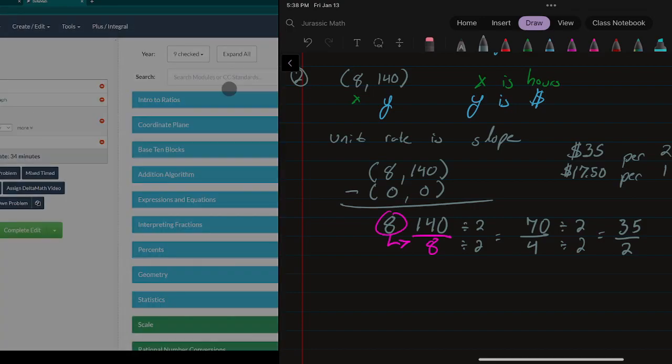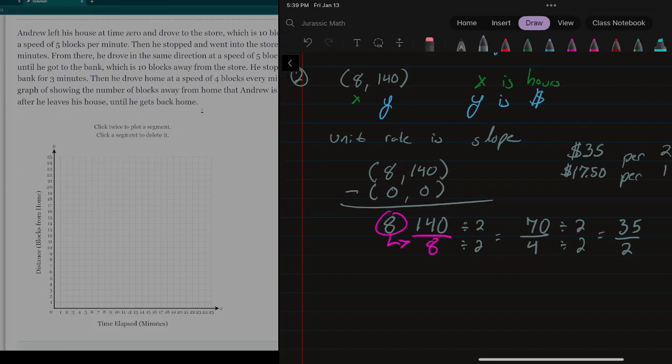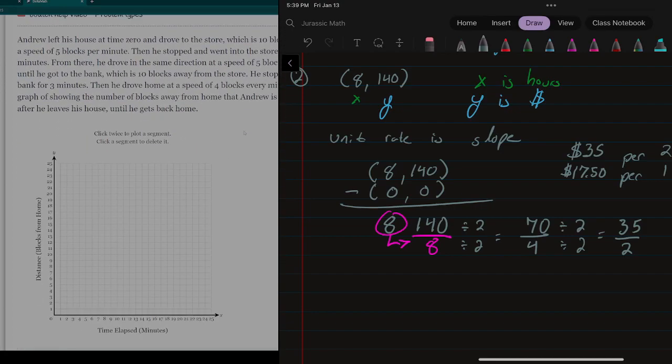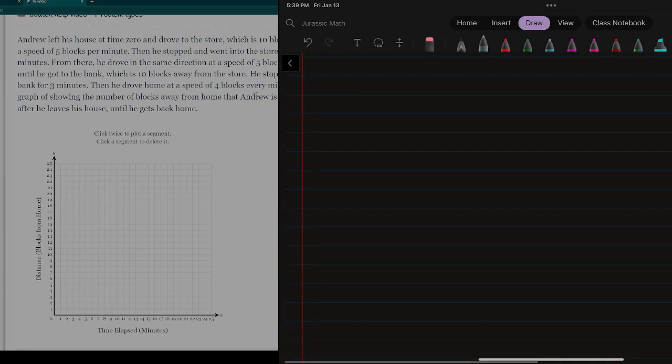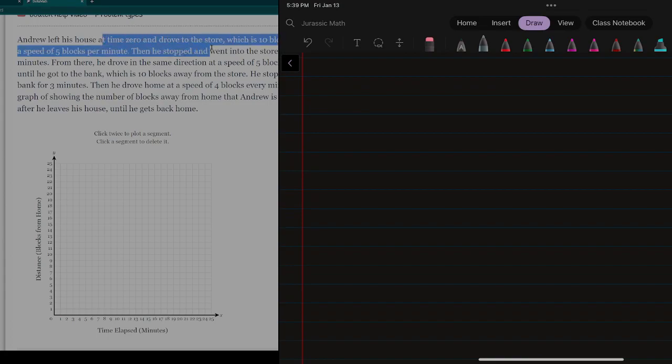Next up, graph stories. I like graph stories because you are literally clicking. So on this one, what I'm going to do is just read. Andrew left his house at time 0 and drove to the store, which is 10 blocks away at the speed of 5 blocks per minute.